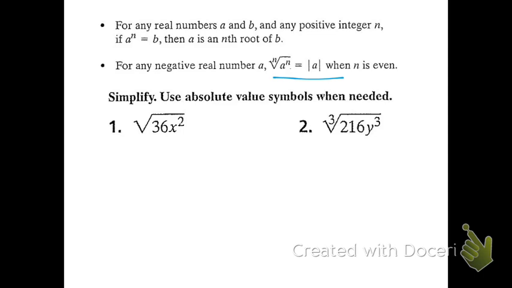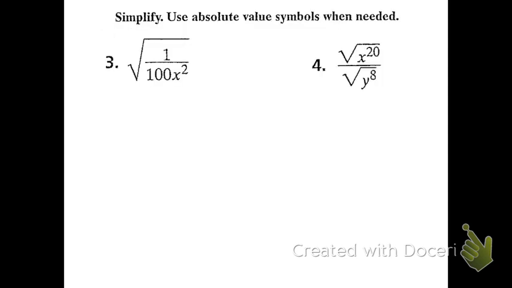So here we go. The square root of 36 is 6. The square root of x squared is x. Done. Nothing else you need to do there, okay? Now, the third root of 216 is 6. The third root of y to the third is just y. So, there's that and that. Done and done.